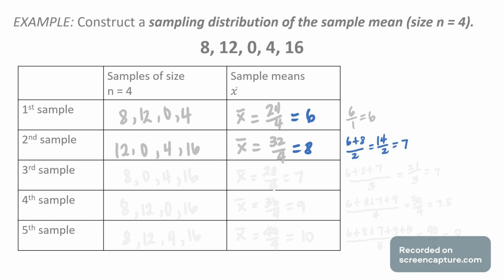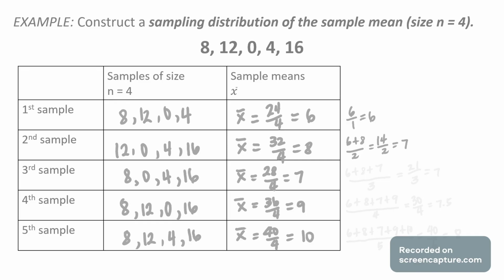What's the point of doing this? Let's continue instead. At this point, you may want to try giving the rest of the sample combinations of size 4. Give their respective sample means as well. Pause this video to try this for yourself. Alright, here are my answers. I have listed my samples and their sample means are 6, 8, 7, 9, 10.